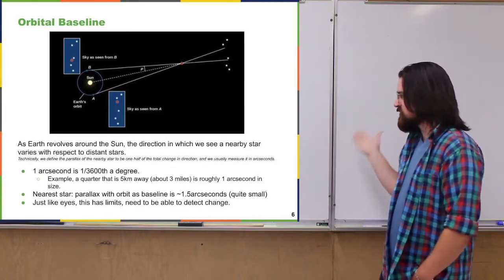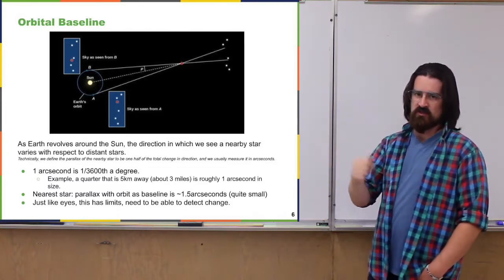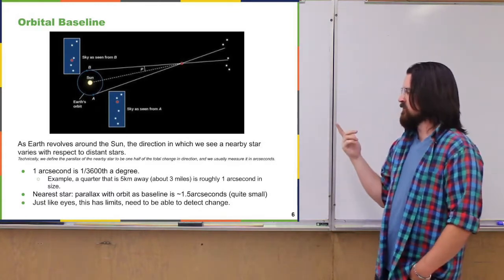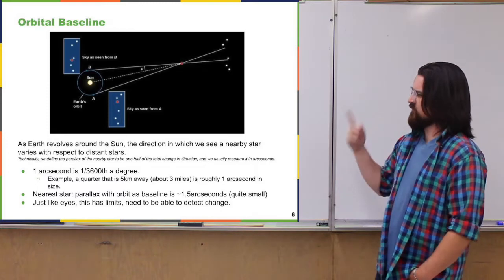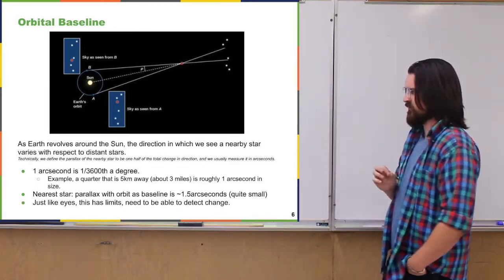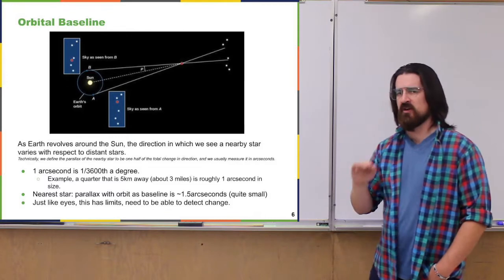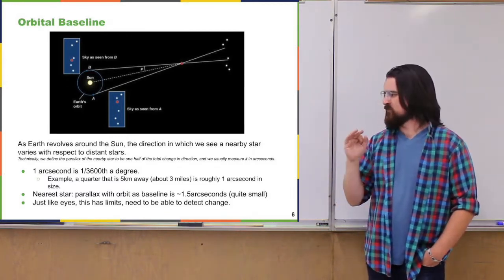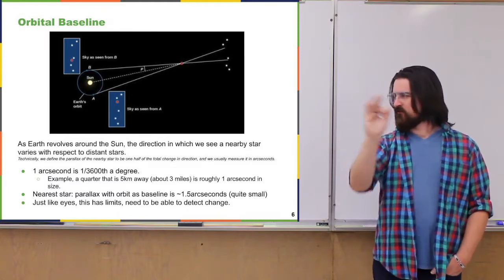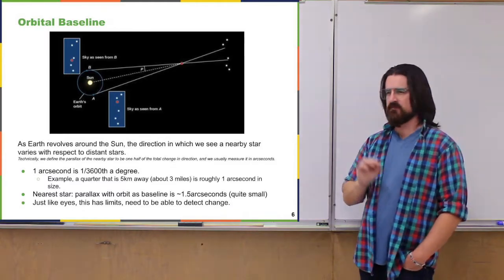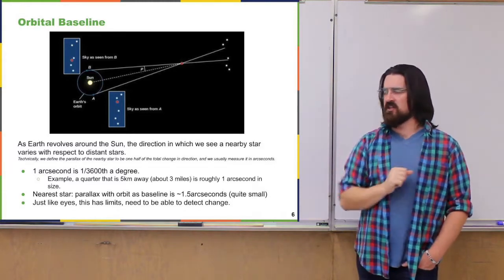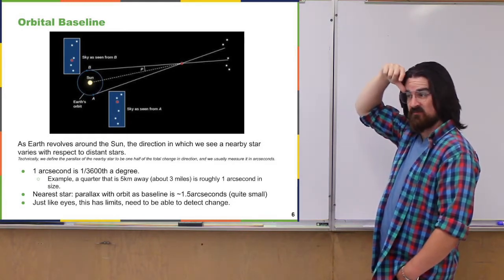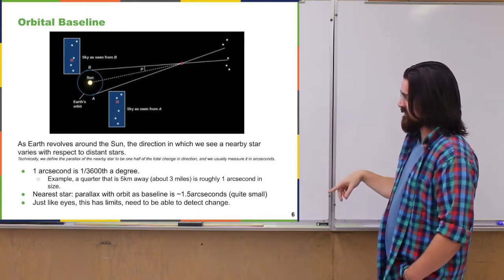However, the way we measure that angle is usually in something called arc seconds, which I've told you about before, I think probably a while back. But 1 arc second is 1/3600th of a degree. Very, very small. I used this example before too, but if you want to imagine what 1 arc second looks like, you have to imagine a quarter that you're viewing from about 3 miles away. Really tiny.